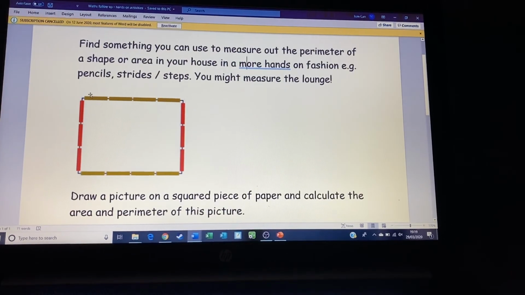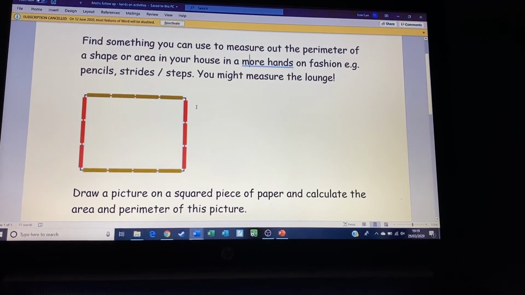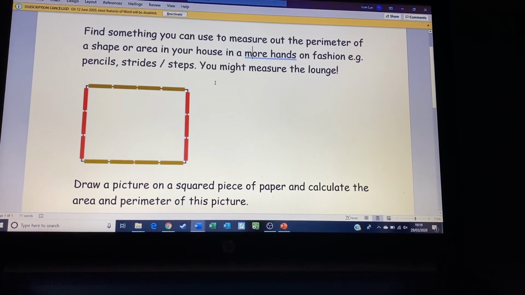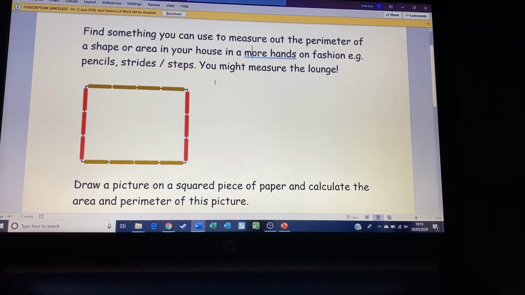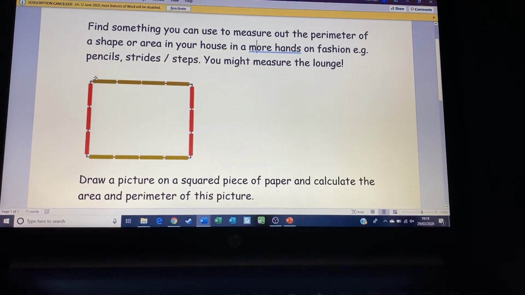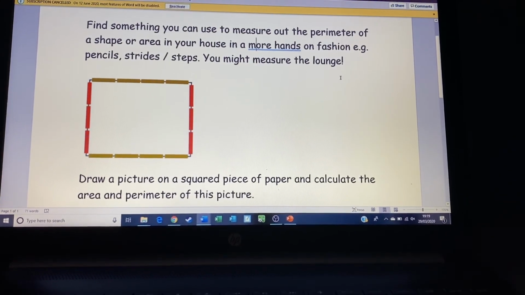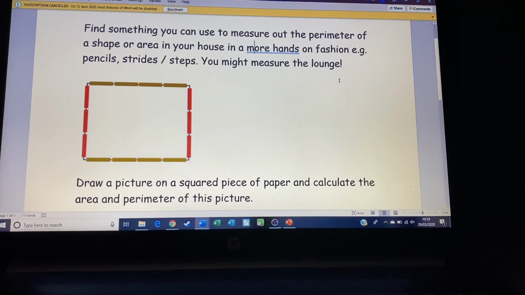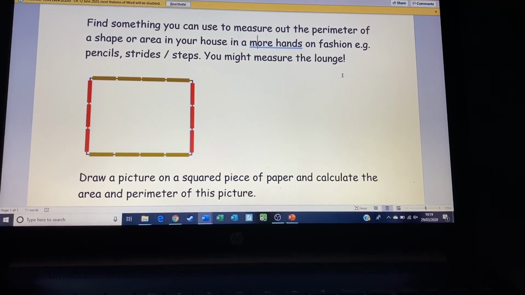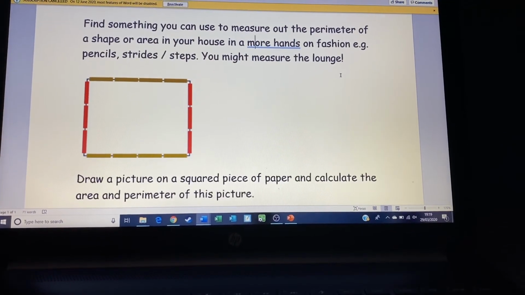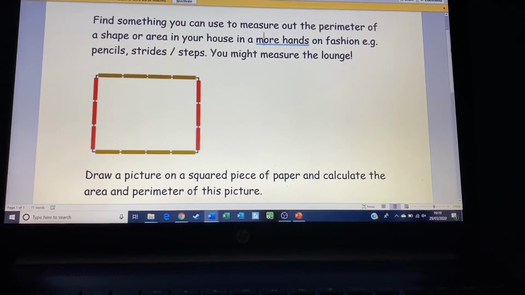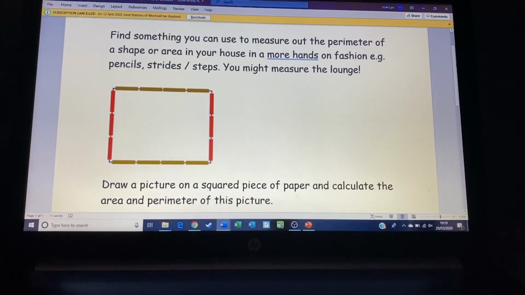So here there's sort of like connect sticks more than anything, but you might have pencils or strides, if you've got a ruler, you might use a ruler and measure it properly, but potentially you might measure your lounge, or if you're fortunate enough to have a garden, you might measure the perimeter of your garden. And maybe if it's a rectangle, you'll remember the cheat, whereby you don't have to actually calculate all four sides, all four dimensions. You can take a little shortcut.